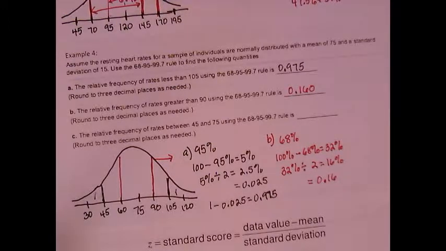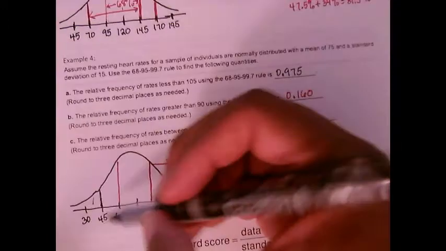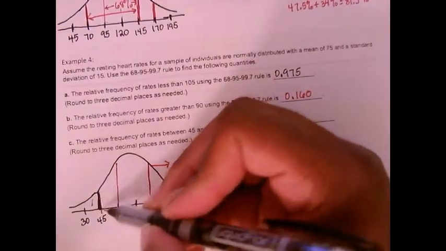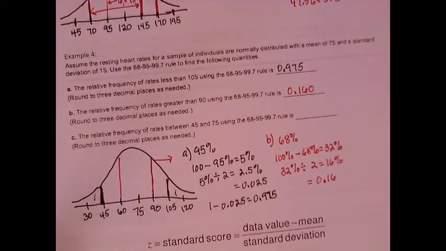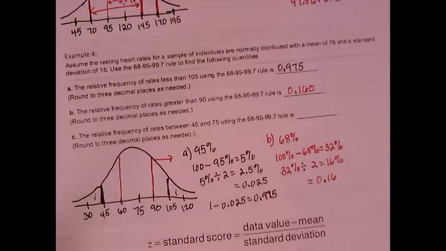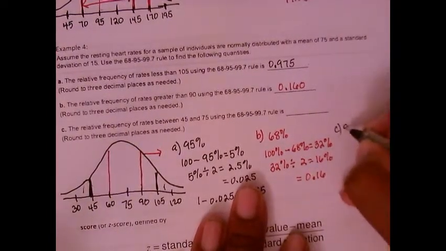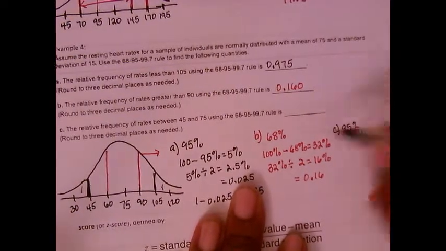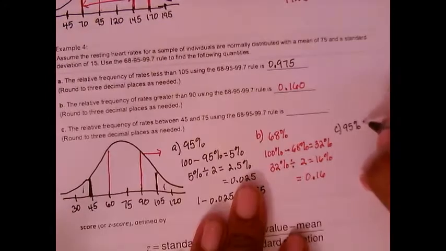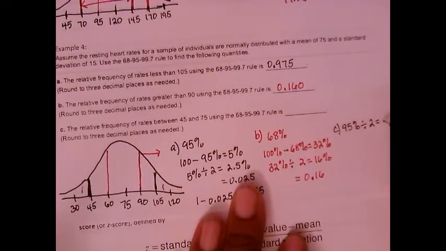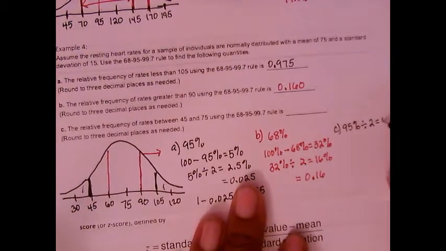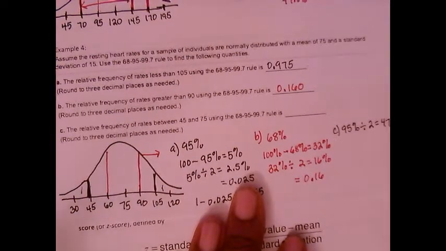And then finally, part C, the relative frequency of rates between 45 and 75 using the 68, 95, 99.7 rule would be how much? Well, 45 is 2 standard deviations below the mean. According to this rule, 95% of the data values would be within 2 standard deviations of the mean. I'm only finding the area below the mean, so divide 2 into 95% and you're going to get 47.5%.